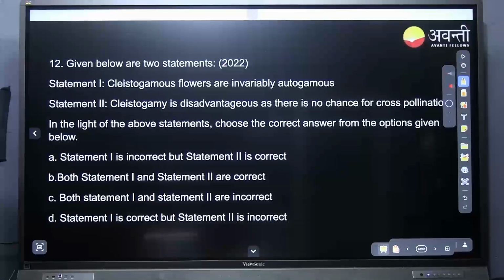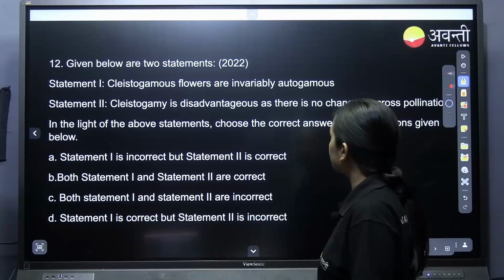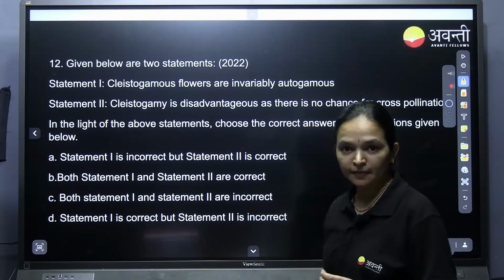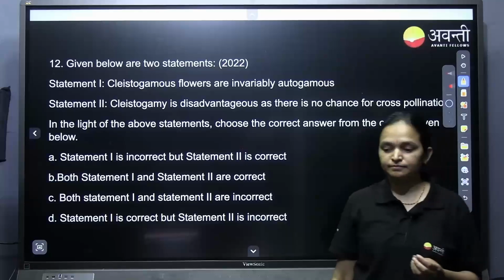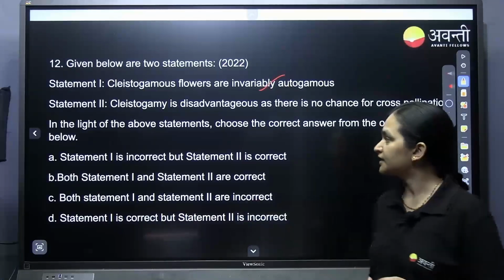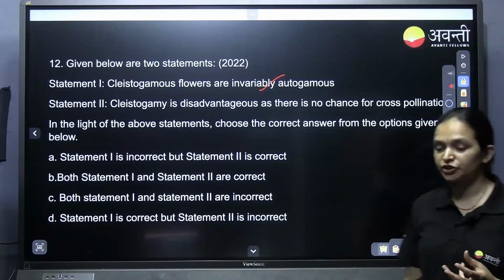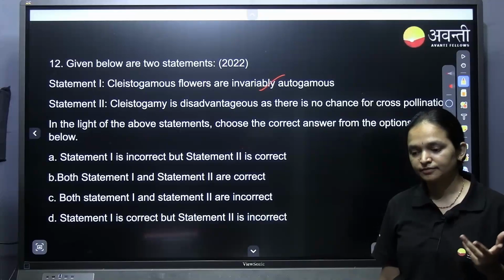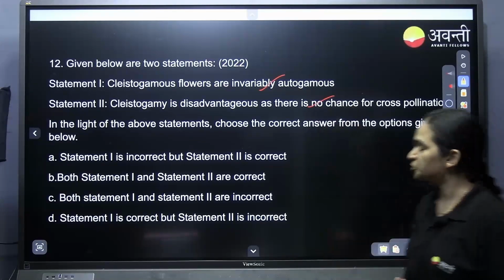Given below are 2 statements. Statement 1: cleistogamous flowers are invariably autogamous. Is it correct? Yes. And cleistogamy is disadvantageous as there is no chance of cross pollination. Is it true? Yes. So both the statements are correct.